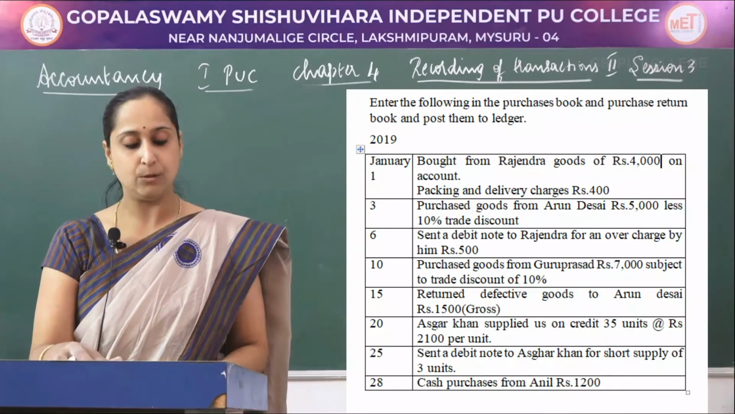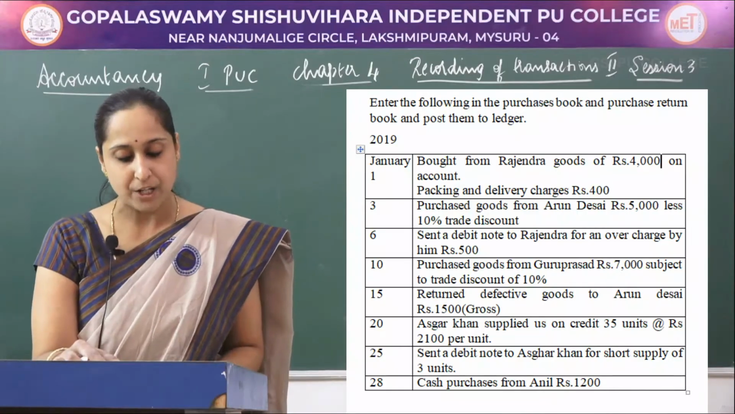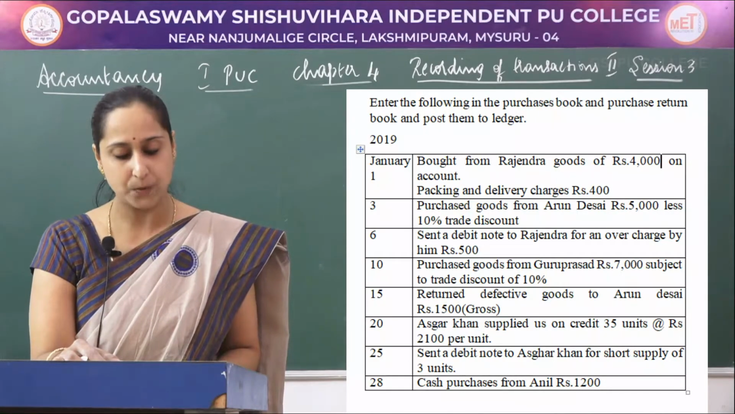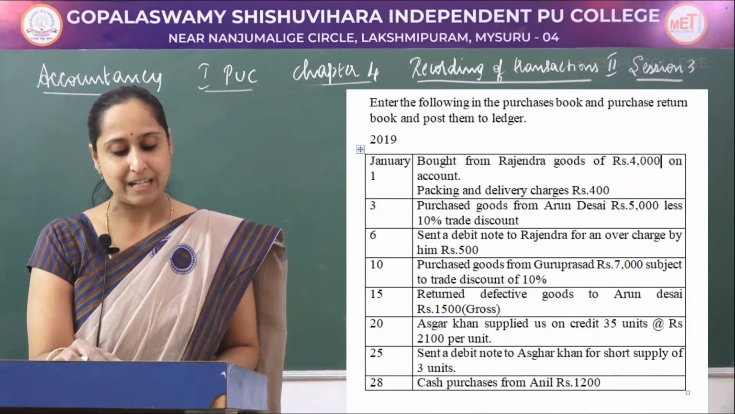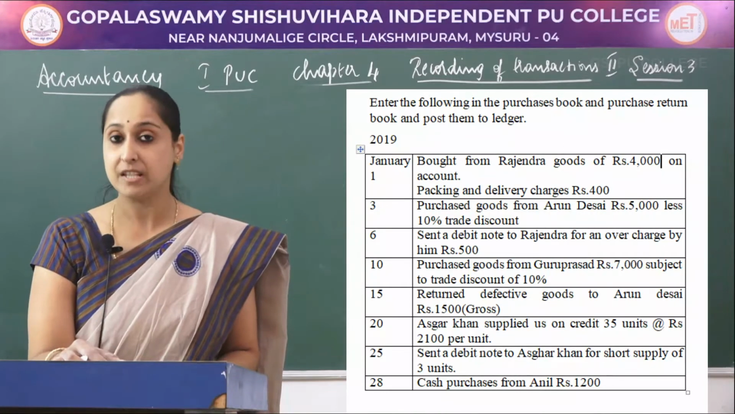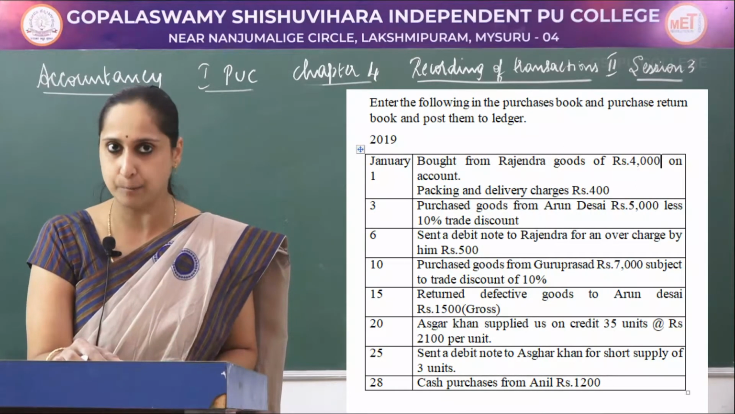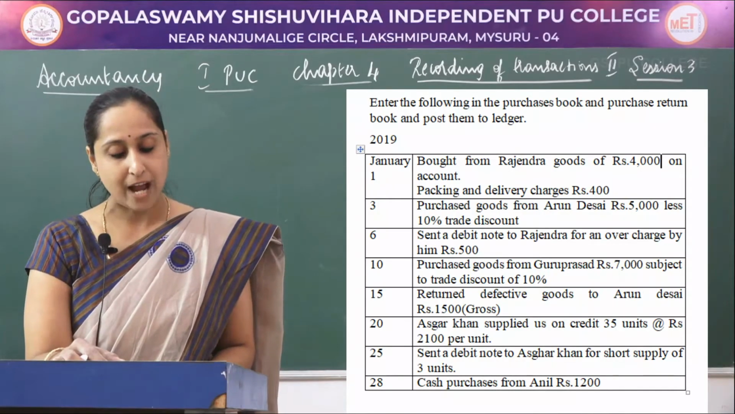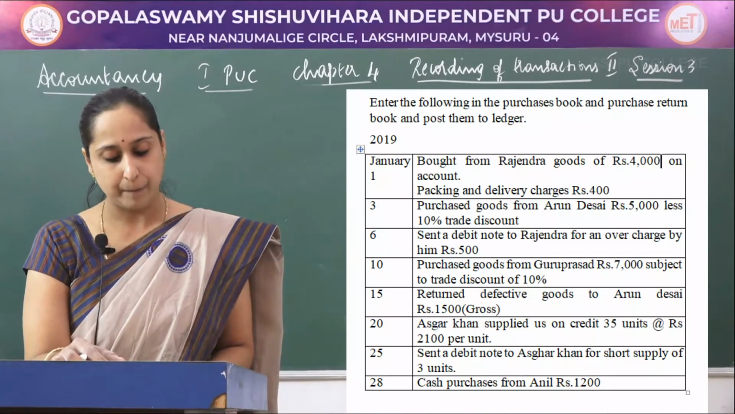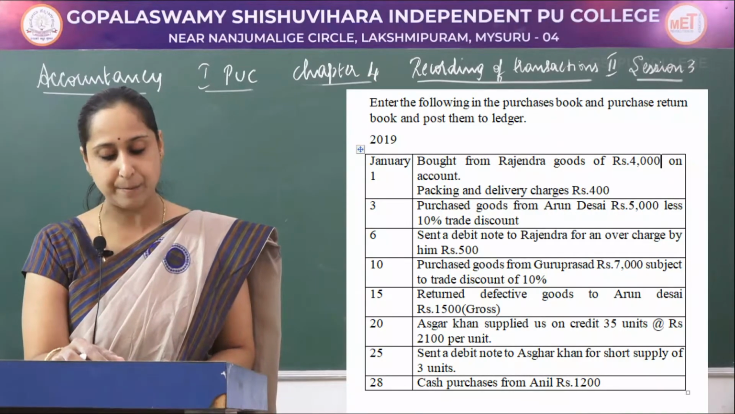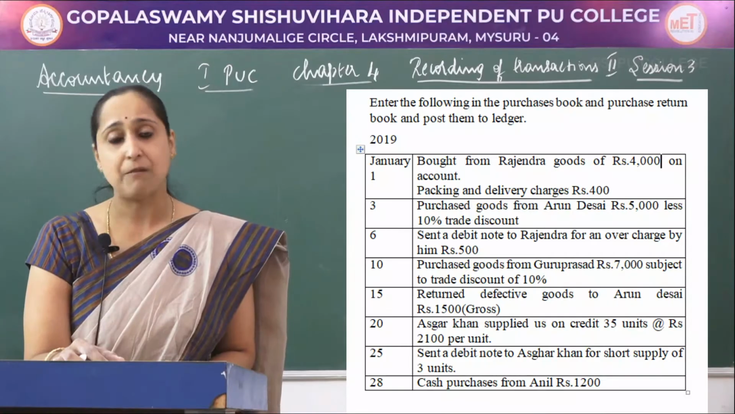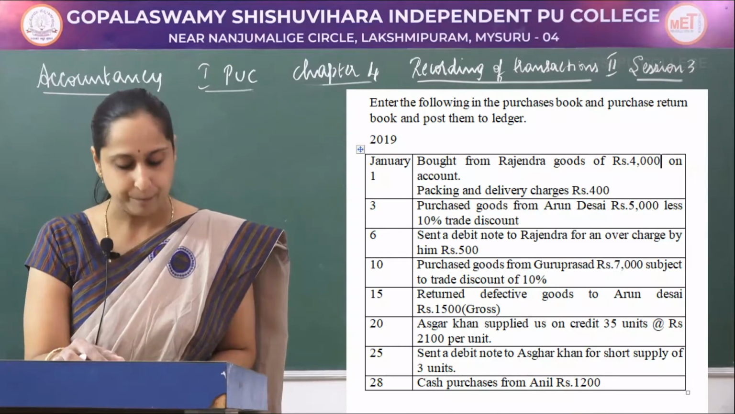On January 1st, 2019, bought from Rajendra goods of rupees 4,000 on account, packing and delivery charges 400. This we have to record it in purchases book. On January 3rd, goods purchased from Arun Desai rupees 5,000 less 10% trade discount. This we have to record it in purchases book.